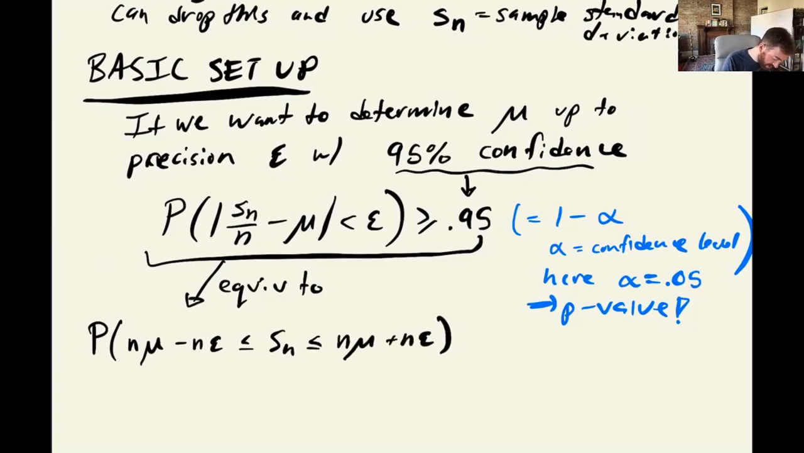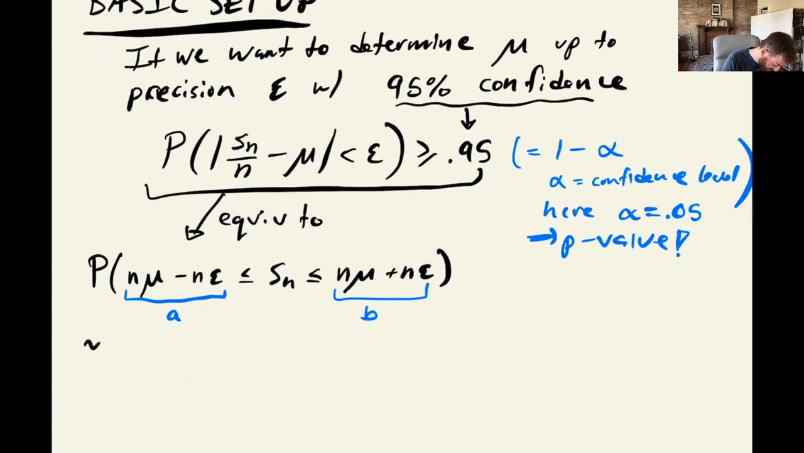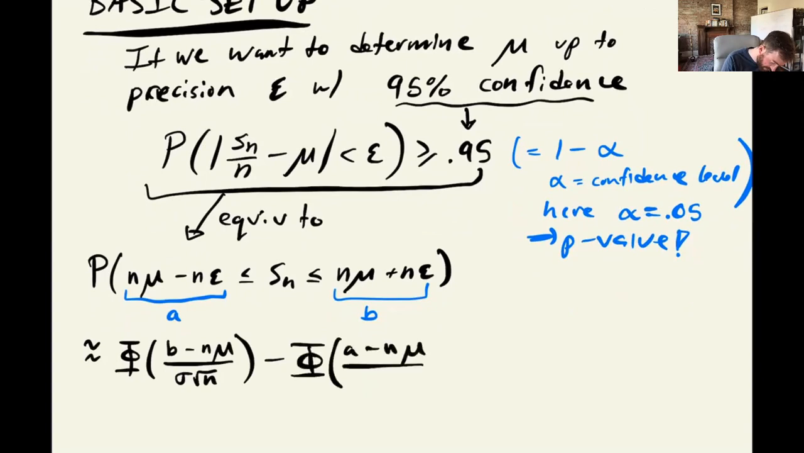I leave it to you to check that these things are equivalent. So now we're in business, because you can just let this be A and let's call this B. By using the central limit theorem, this is equivalent to phi of (B minus n times mu) divided by (sigma times the square root of n) minus phi of (A minus n mu) divided by (sigma times the square root of n). Where, again, this is minus (B minus A).